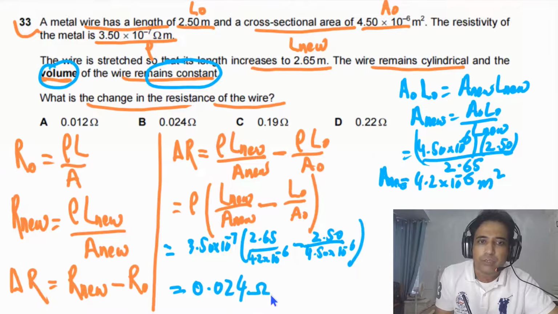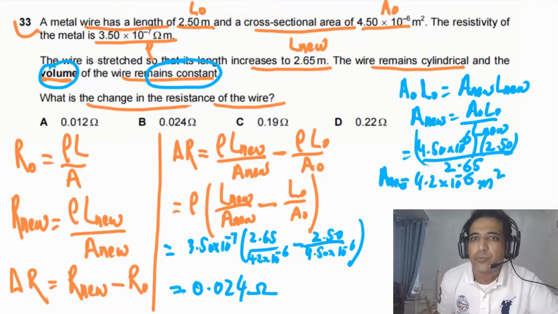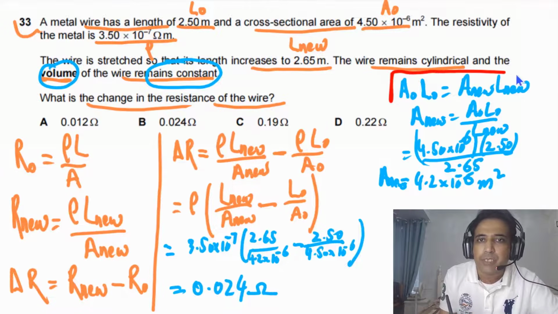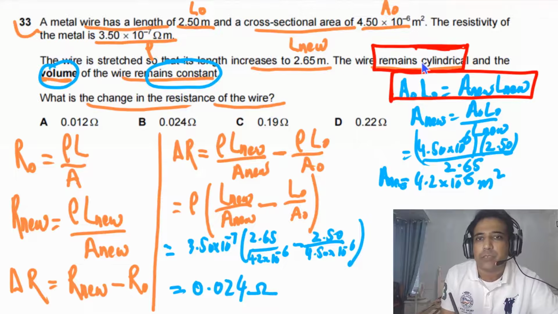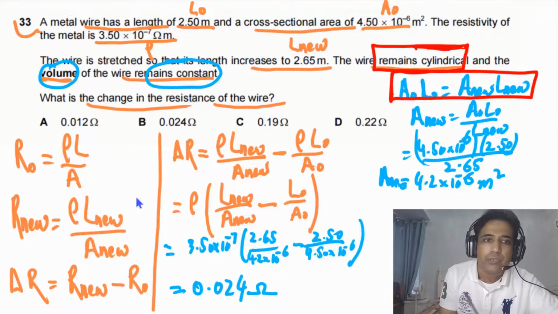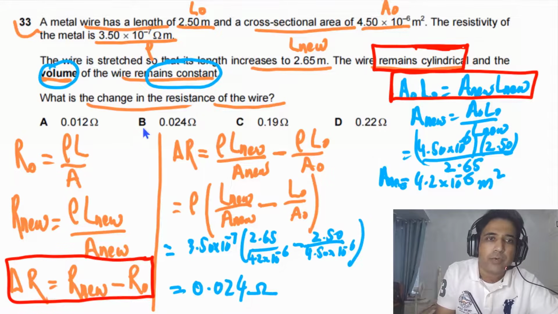So this is the change in resistance. So this is how you can figure it out. There are a few points you need to understand. This is the main point: volume remains constant, and it also remains cylindrical. So these are two assumptions. So you can calculate A new, then you simply need to find the difference. So the answer for this question is B.